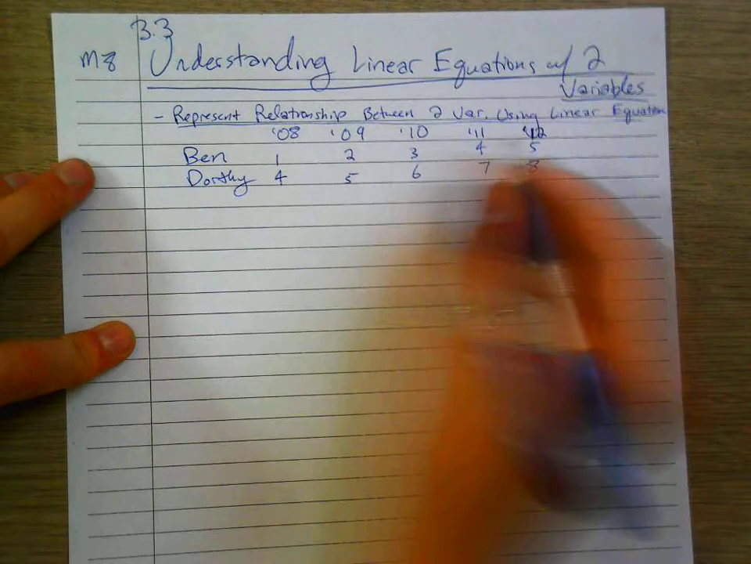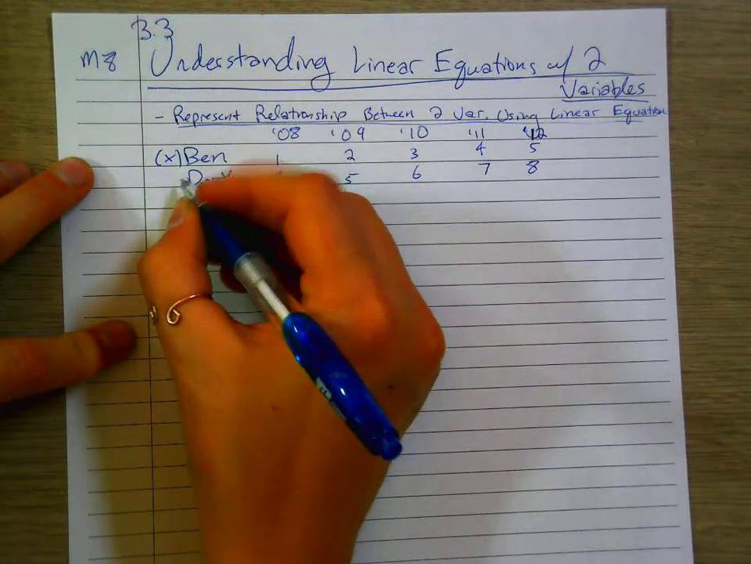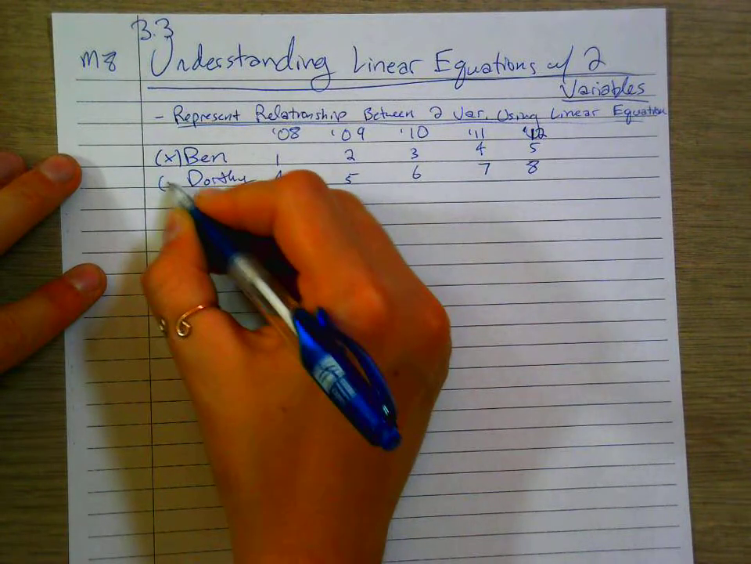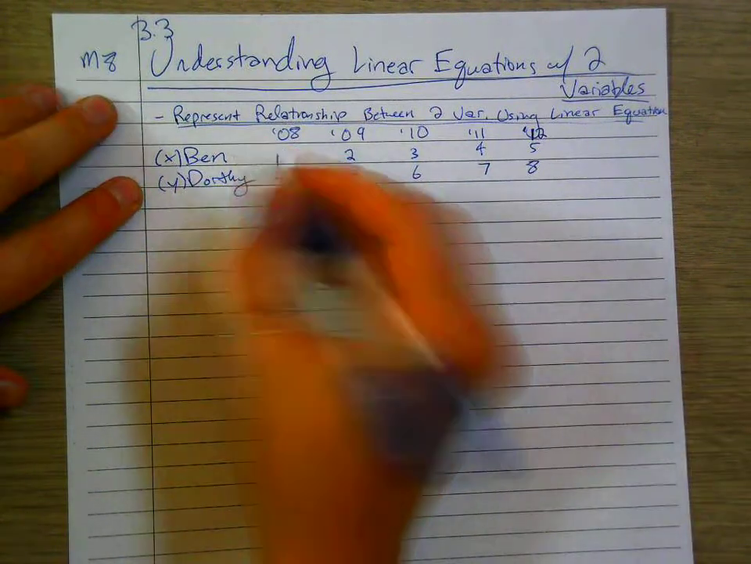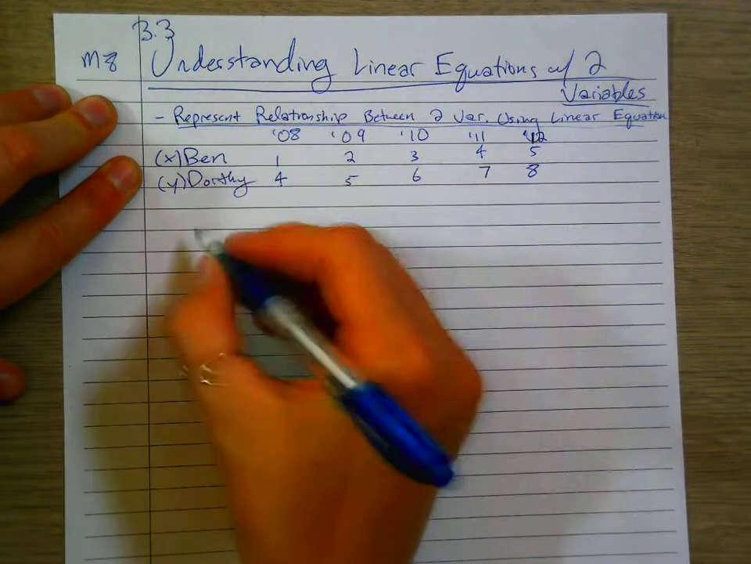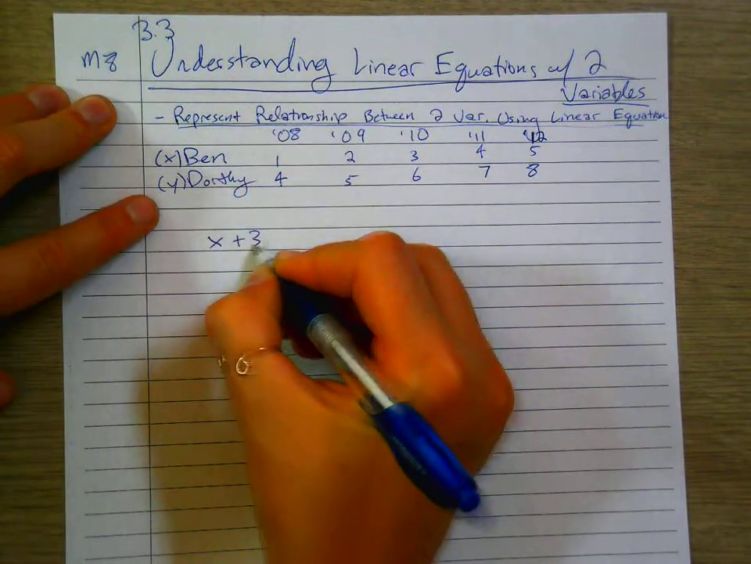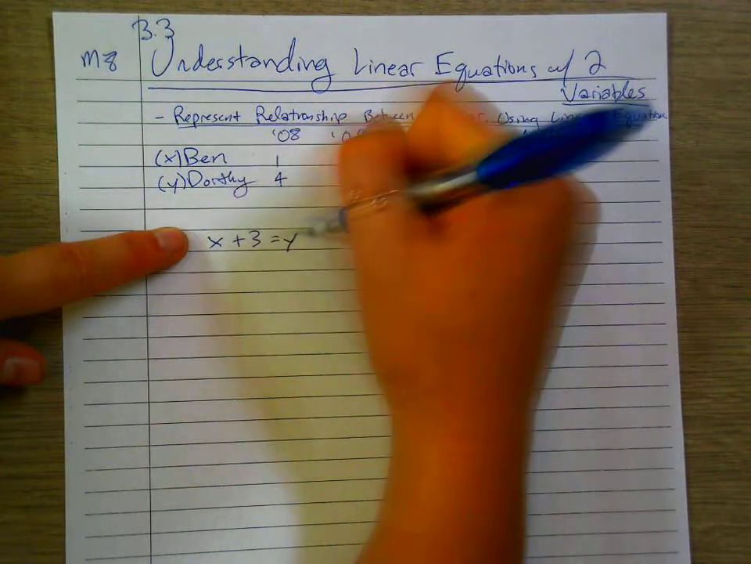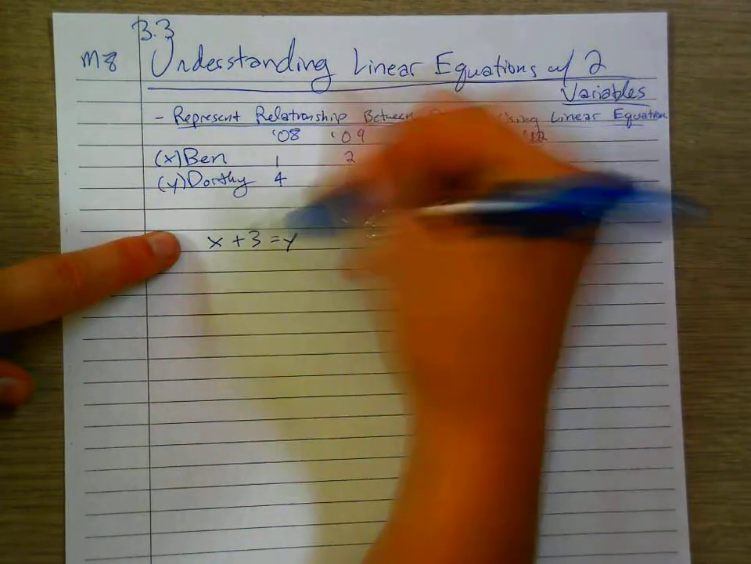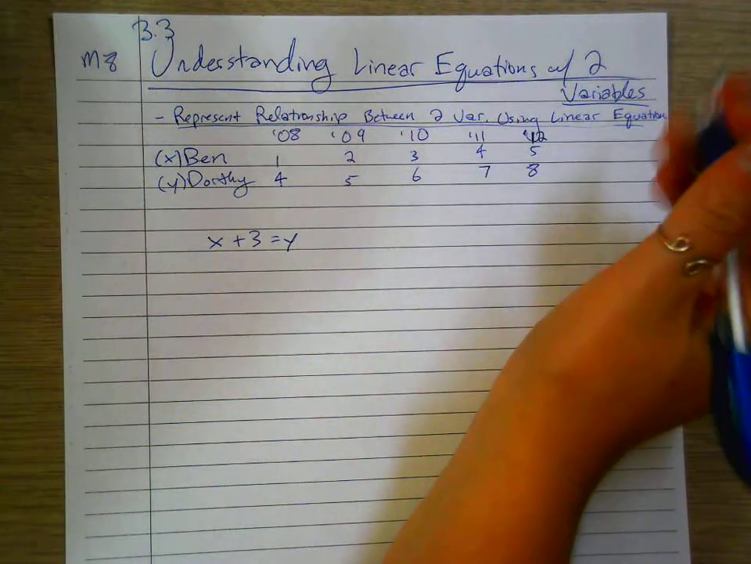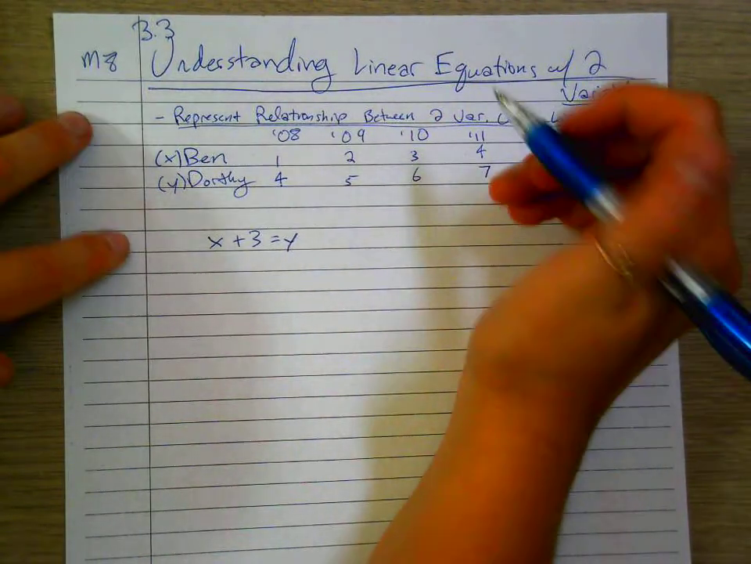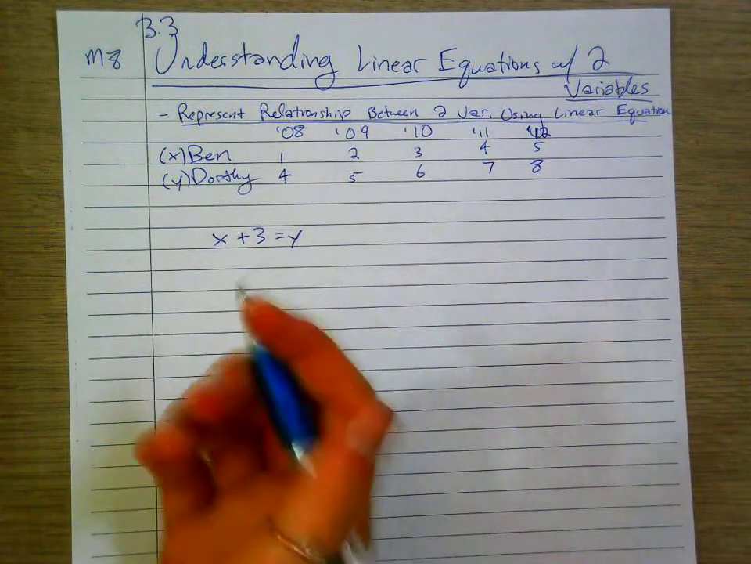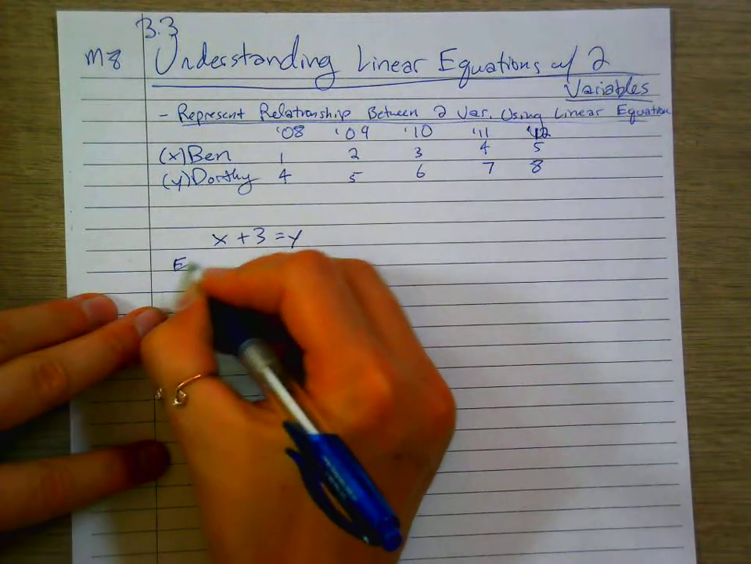So if we say that Ben is represented by X and Dorothy is represented by Y, we could put that into an equation. We could just say that X, whatever Ben is, plus 3 is going to equal Y. Because if X is 1, 1 plus 3 equals 4. If X is 2, 2 plus 3 equals 5. And so it works for all of these equations here. And so we already just formed this linear equation with two variables. Let's try that in example 6.